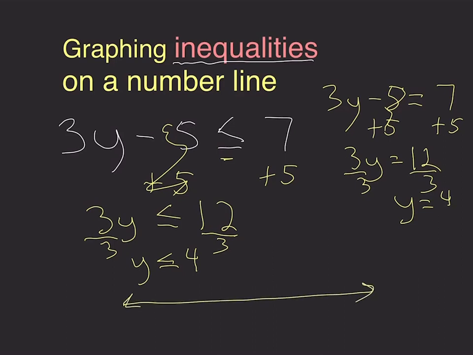Putting that on a number line, find 4, I'll put a 4 there. Because it says y can be equal to 4, I'm going to fill that in with a solid dot, and then y is any number less than or equal to 4. I will shade the numbers lower than 4.